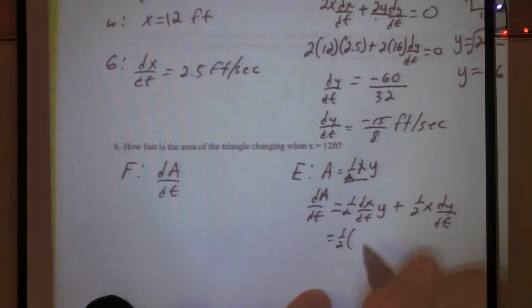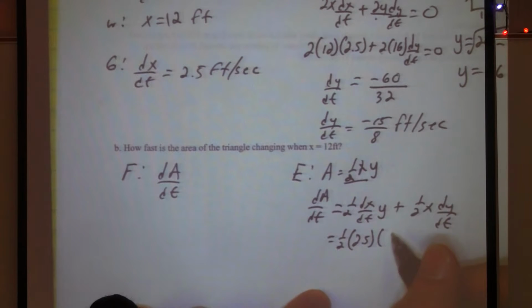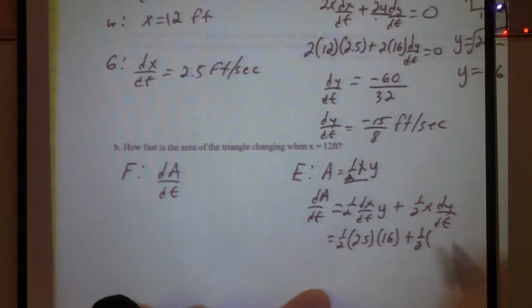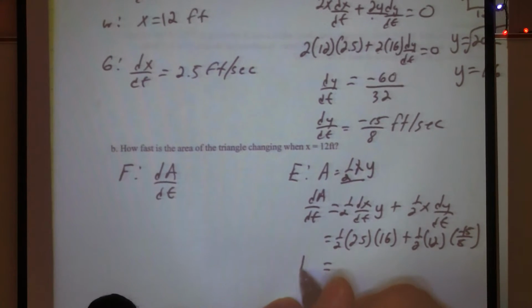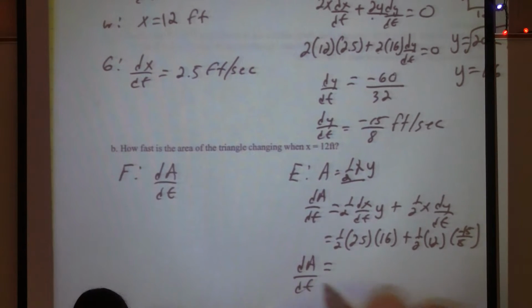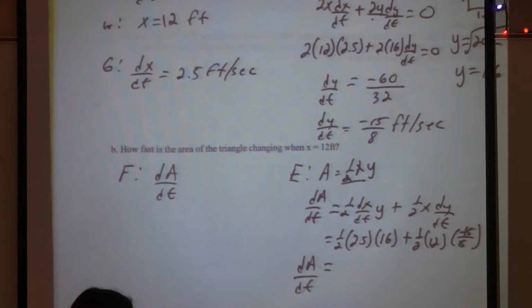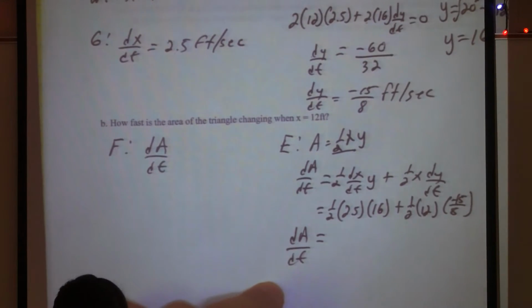So 1/2 times 2.5 times 16 plus 1/2 times 12 times negative 15 over 8. So go ahead and type that in and tell me what the rate of change of the area would be. This is a 2.5, not a 25, okay?